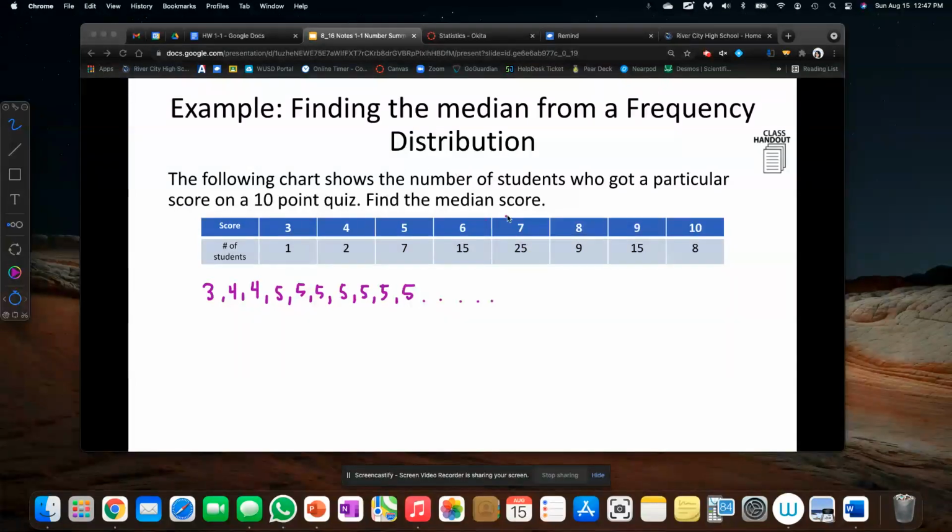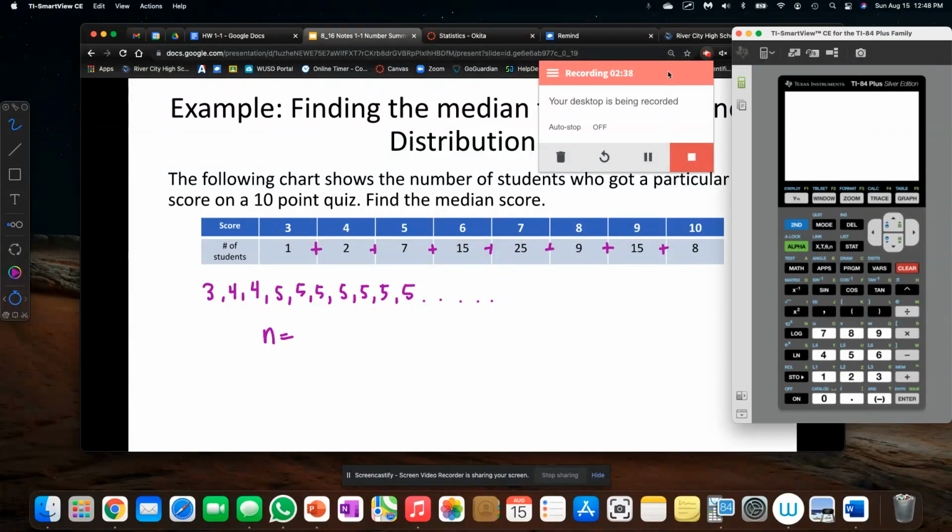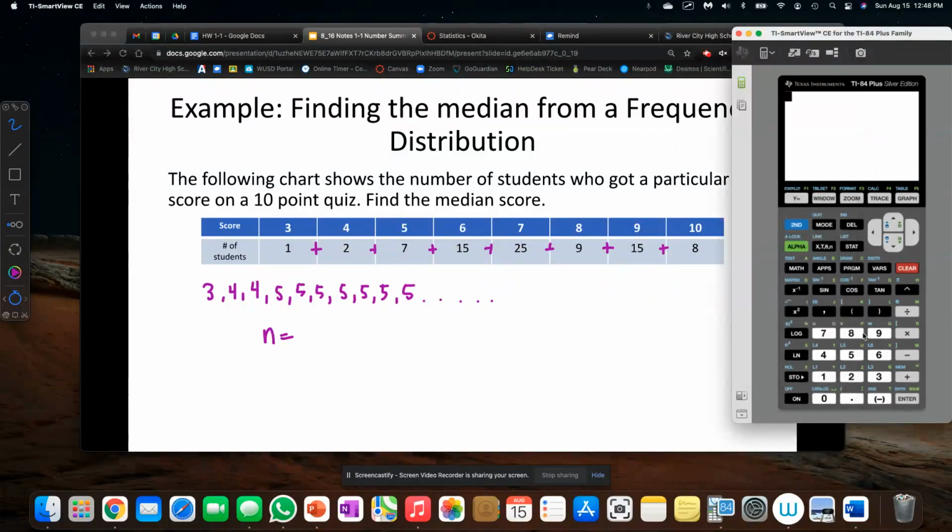But if we want to know what the median is, we have to figure out what the middle number is. In order to do that, we're going to add up all of these numbers, and that's going to give us the total number of observations, which is n. I have my calculator pulled up. So I'm going to do 1 plus 2 plus 7 plus 15 plus 25 plus 9 plus 15 plus 8. That means there were 82 total observations.